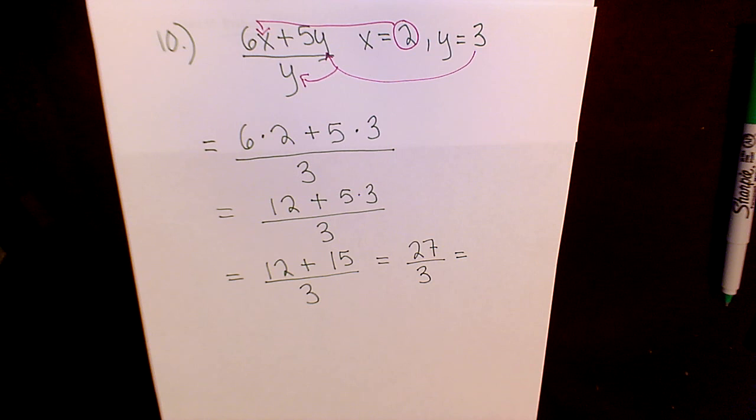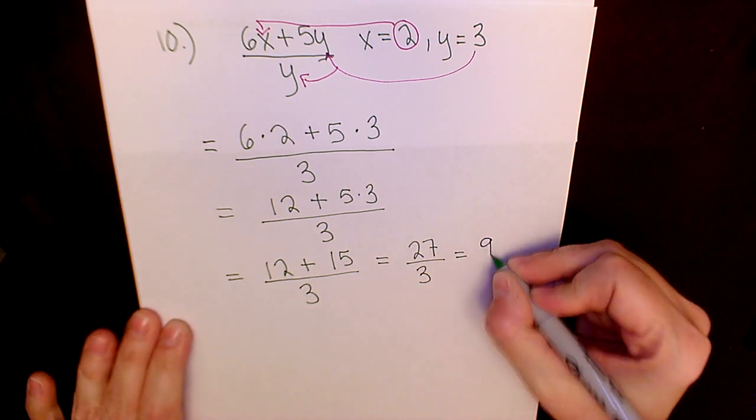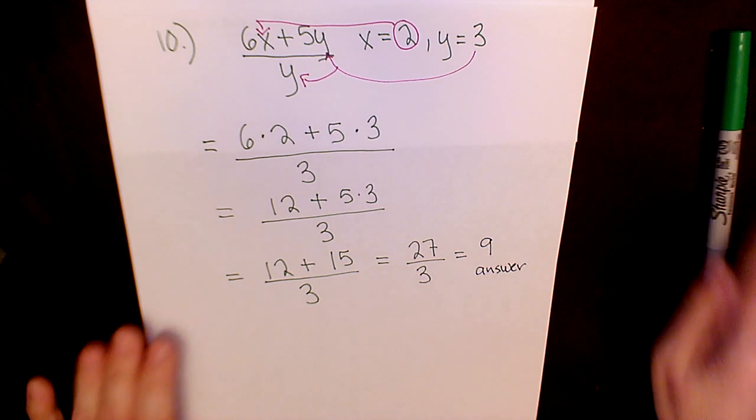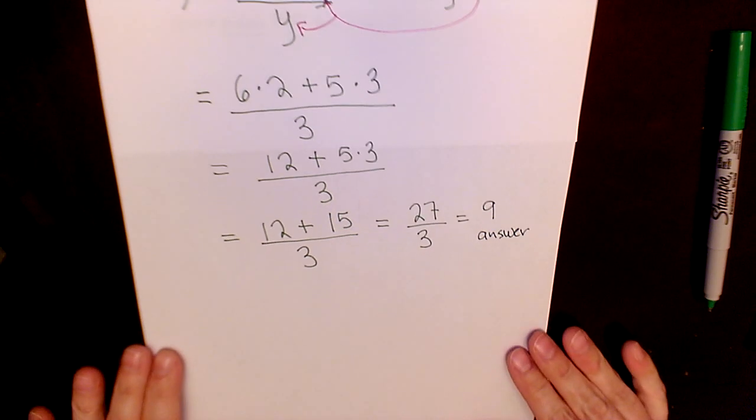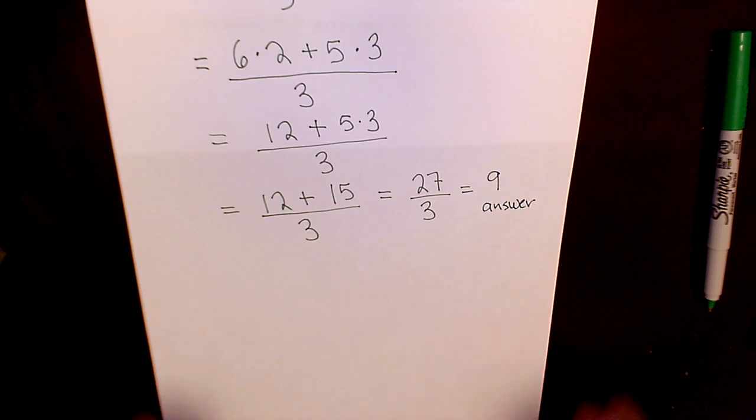And what's 27 divided by 3? So my answer is just 9. And you're done.